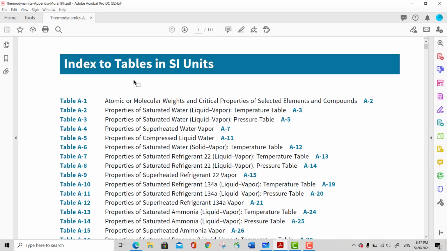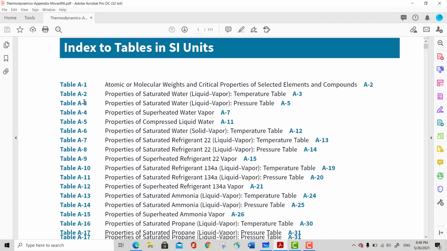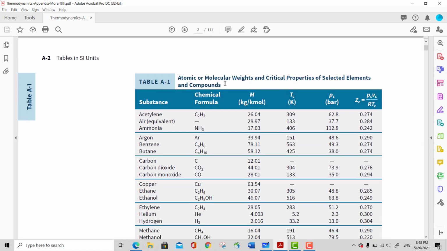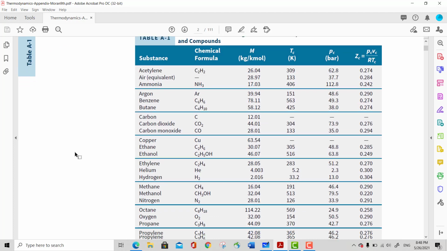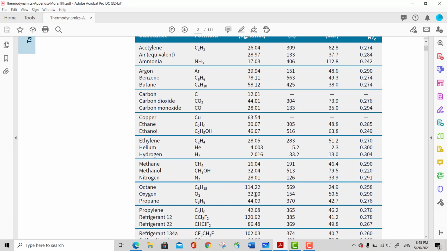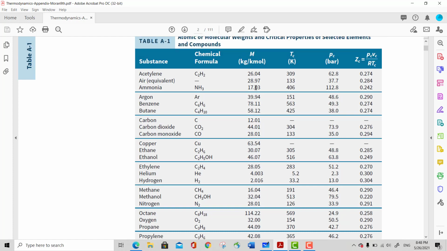So right here, here's all of your units. Right now, we're solving for mole. So here's the molecular weights, table A1. So we're going to go down to table A1. Right here, we need this constant. See, we're looking for M. You see that it's in kilograms per kilomole. And then here's oxygen, which is 32. So 32 is our M. See that? 32 is the M.